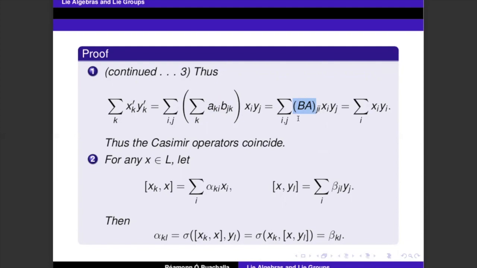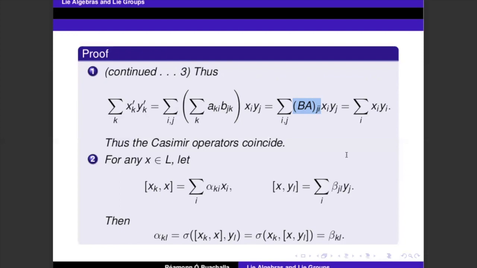So that tells us this. But remember from the previous line, we showed that BA was actually equal to the identity. So that means that this coefficient here is going to be 0 if i is not equal to j, and when i is equal to j, it's just going to give us 1. So basically, the j and this disappear, and we just get the summation here. And what's that? That's the Casimir with respect to the other bases.